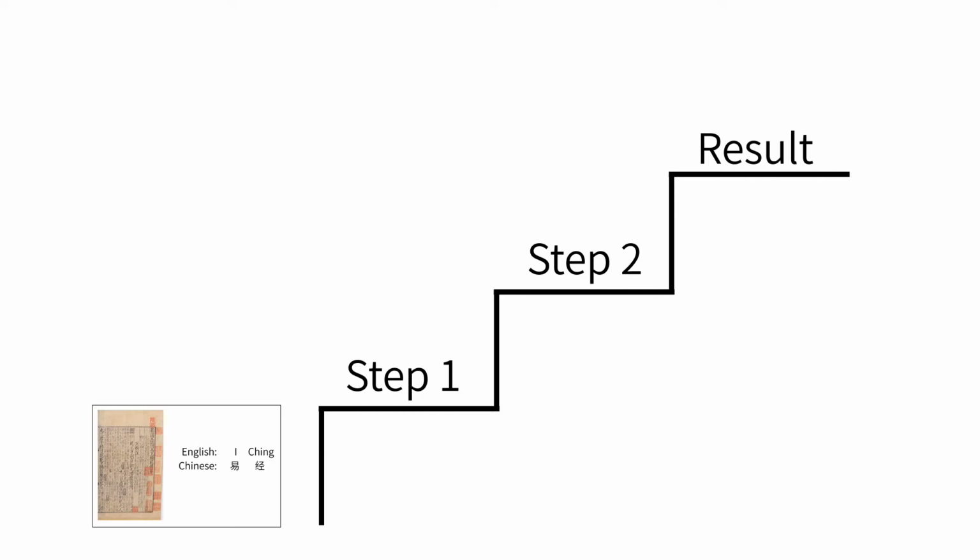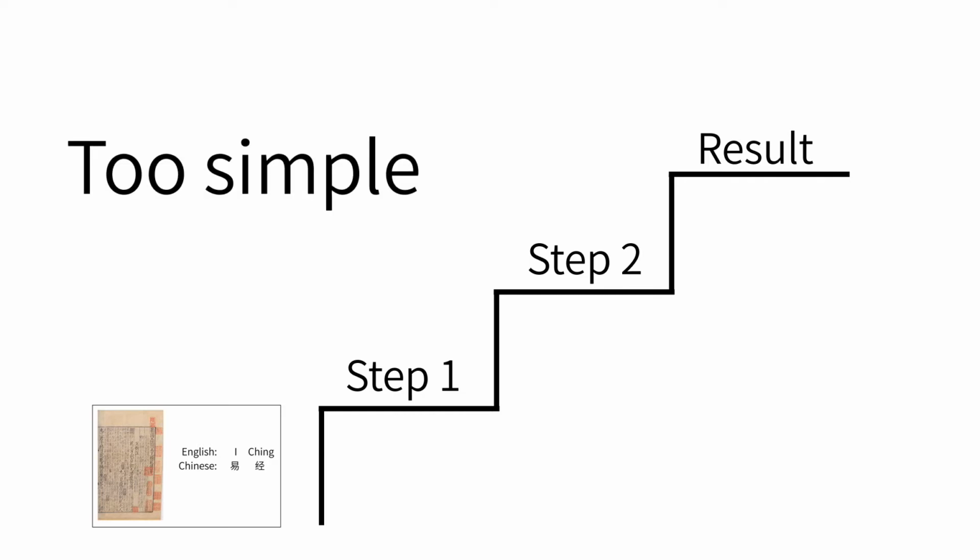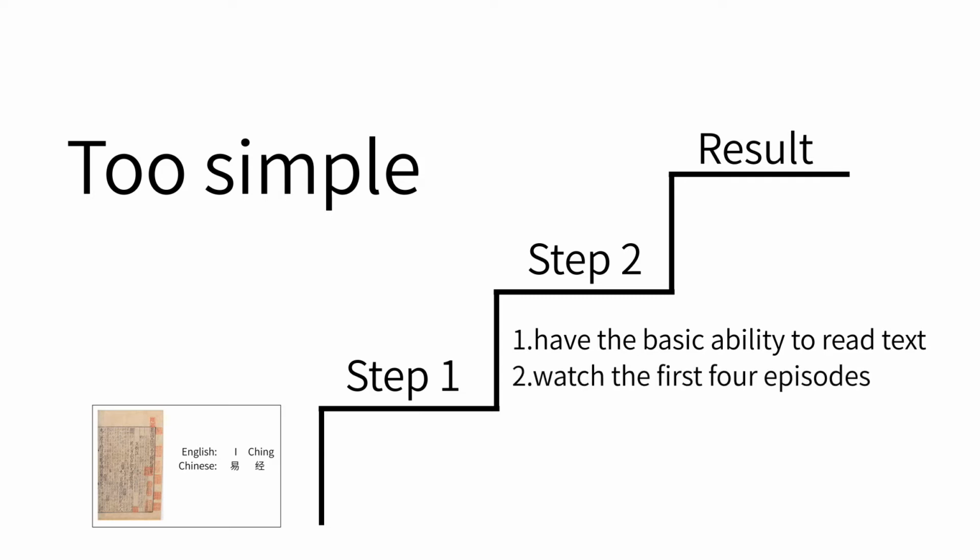Why? Because this divination method is too simple. So simple that you don't need to learn so much special knowledge. You only need to have the basic ability to read the text, and then watch the first 4 episodes of this series of videos that I made. The total duration will not exceed 1 hour, and the entire series of videos are free. Then you can use the I Ching to predict anything you want to predict.